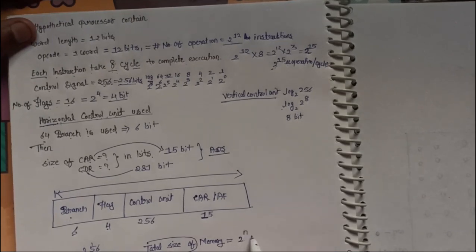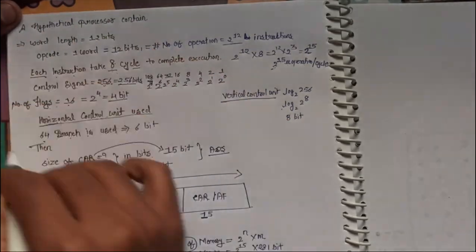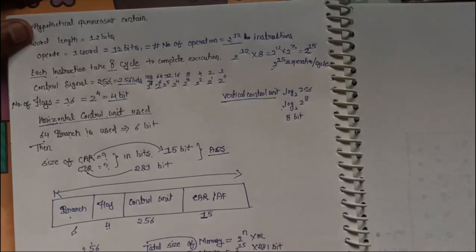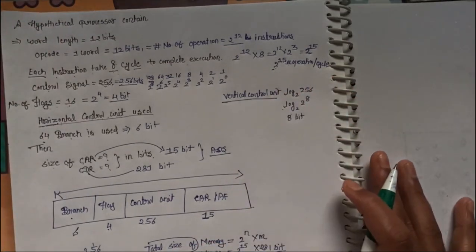To represent a memory, we use this n into m. So what is m? M is the data line, which is 281 bit, and this n is the CAR bit, which is 15 bit. So 2 to the power 15 into 281 bit, and this is the memory. So this memory is representing this process, and this process is representing a control unit. So the control unit memory size will be this. So we got the answer.